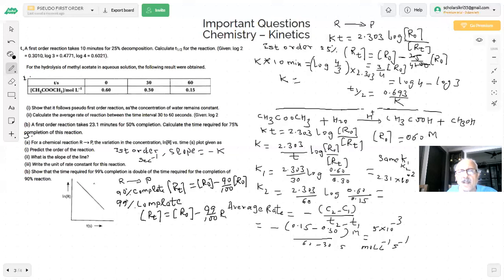Then you find the value of t1 and t2. Put the values. What will you get? This value is coming how much? If you see, this is 0.01 R0. And this is coming how much? 0.1 R0. Now it is clear.